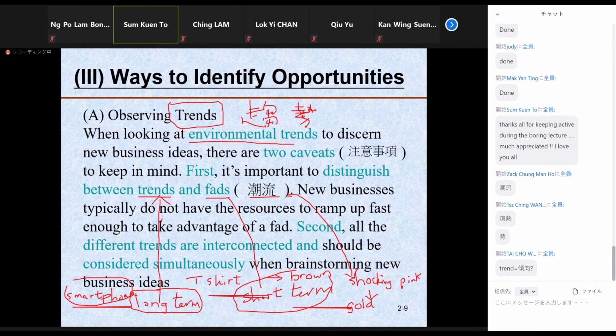Okay, so when we talk about the environmental trend in PESTLE, two things to take into account: you need to differentiate them, even though they are very interconnected, and people can also use them simultaneously. Simultaneously is 同一時間, and you can use both terms. That's why people think 趨勢潮流一樣啫。Can be, because they are very similar. All right, let's move on.